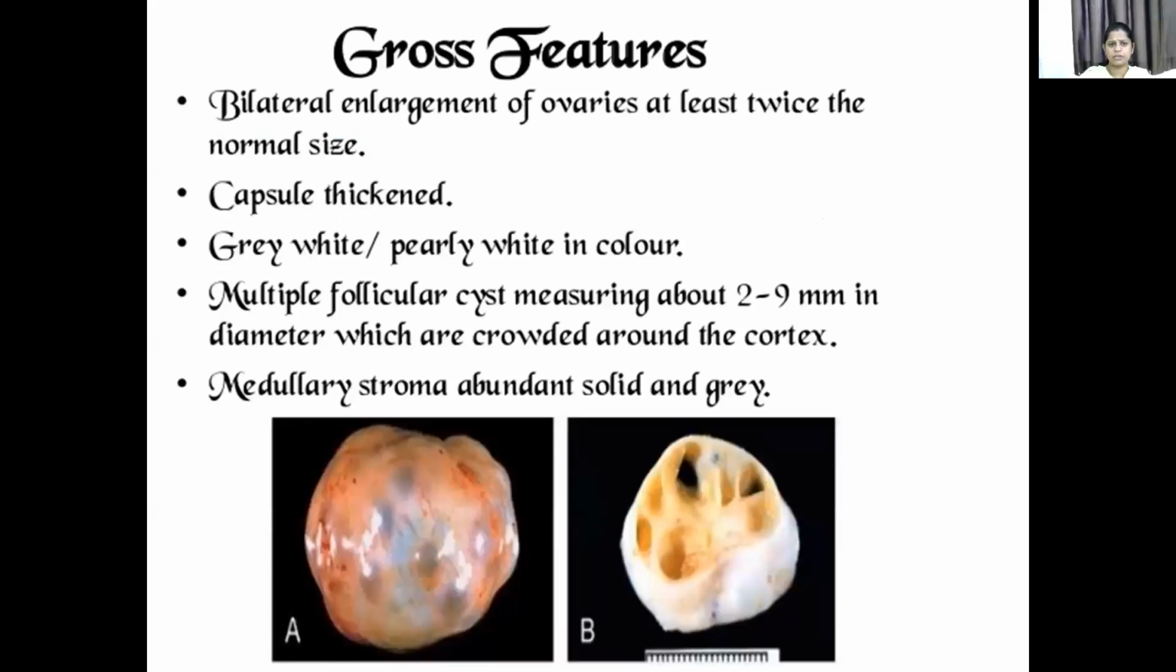The gross features: there is bilateral enlargement of the ovaries to at least twice the normal size, and thickening of the capsule, which is gray-white to pearly white in color. Multiple follicular cysts measuring around 2 to 9 millimeters in diameter are crowded in the cortex. You are able to appreciate numerous cysts on the surface.